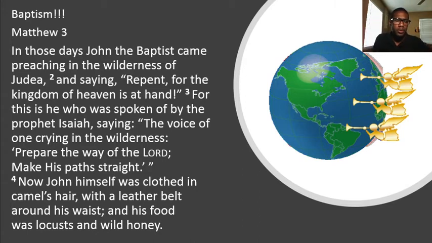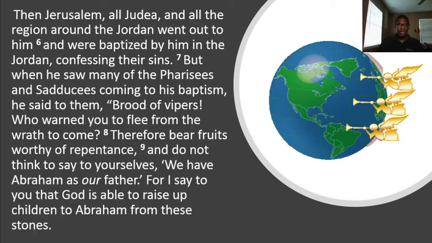Now, Matthew chapter 3 tells us, in those days, John the Baptist came preaching in the wilderness of Judea and saying, repent, for the kingdom of God is at hand. For this is he who was spoken of by the prophet Isaiah, saying, the voice of one crying in the wilderness, prepare the way of the Lord, make his path straight. Now John himself was clothed in camel's hair with a leather belt around his waist, and his food was locust and wild honey.